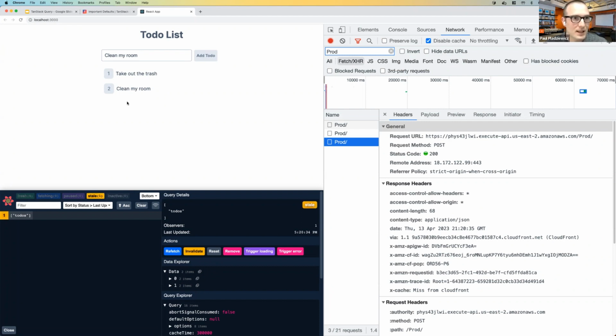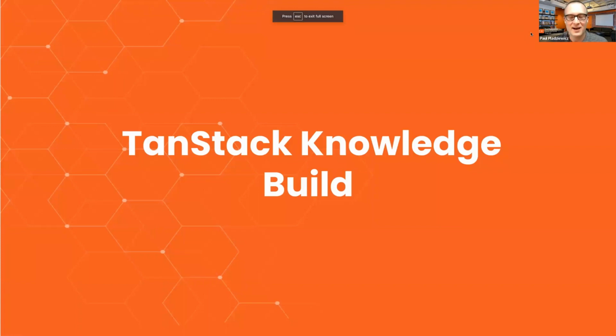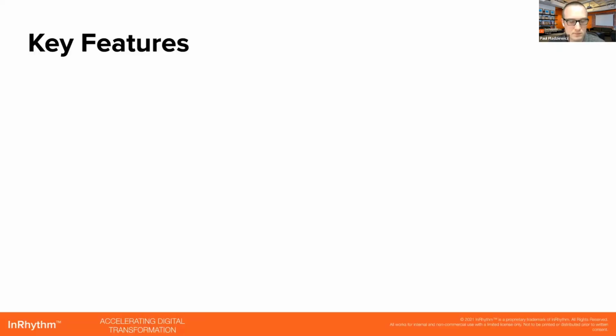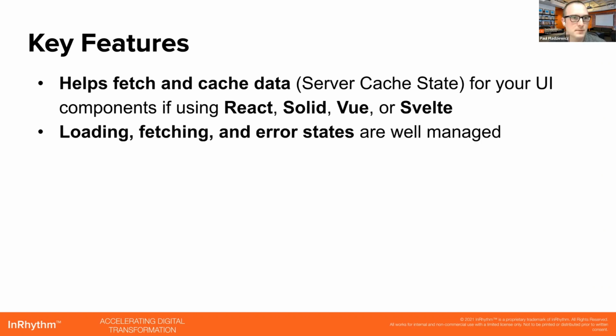And so, yeah, that's a little demo of the tool, but let's now build our knowledge about TanStack Query. Some of the key features: it helps you fetch and cache data. We saw that, it's pretty cool. If you're using React, Solid, Vue, or Svelte, this is for all your UI components. So if another UI component mounts and you're using the same query key, then it's not going to refetch. If you don't want it to, you can share the data across all your components.